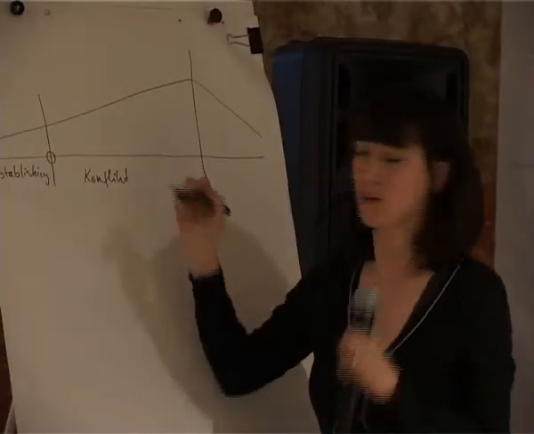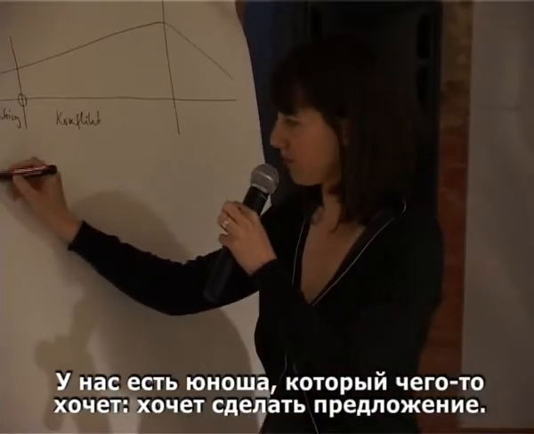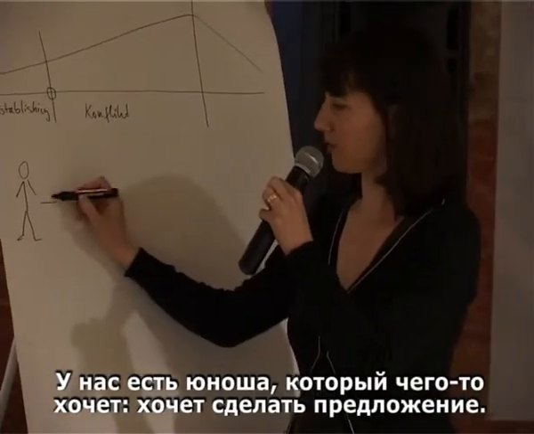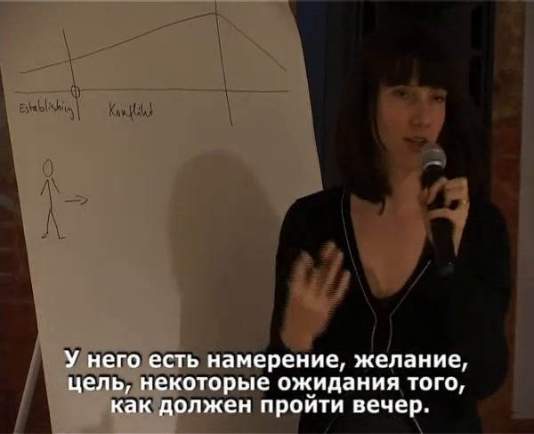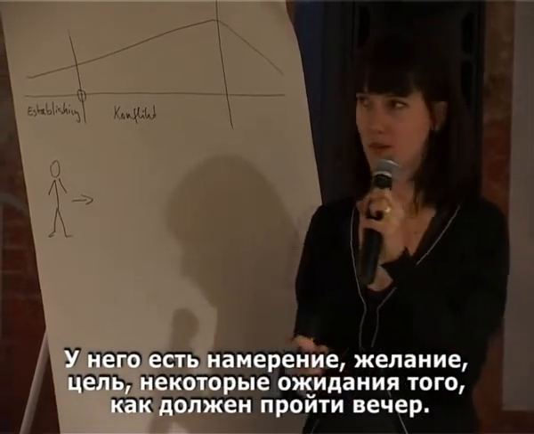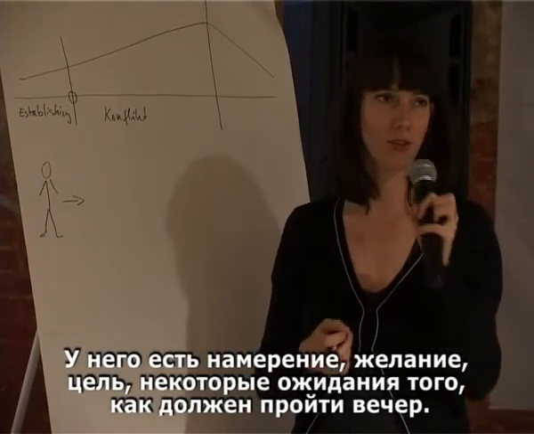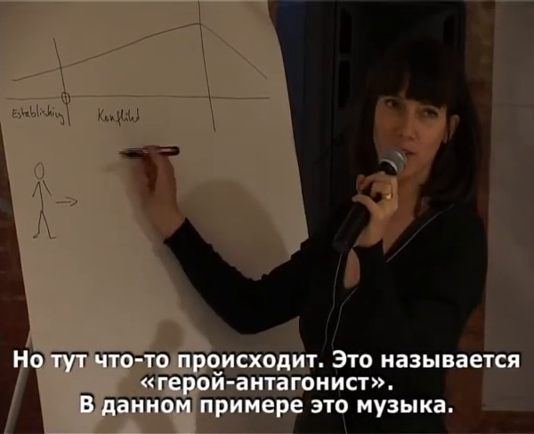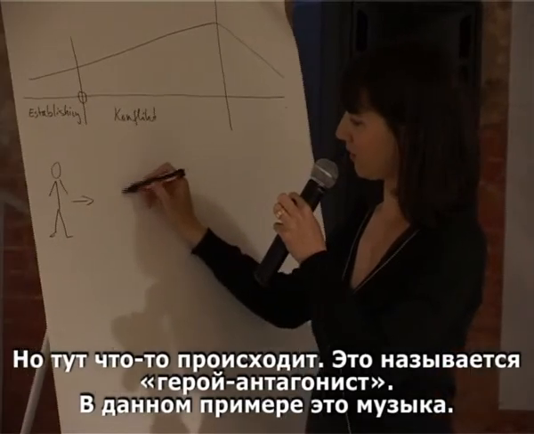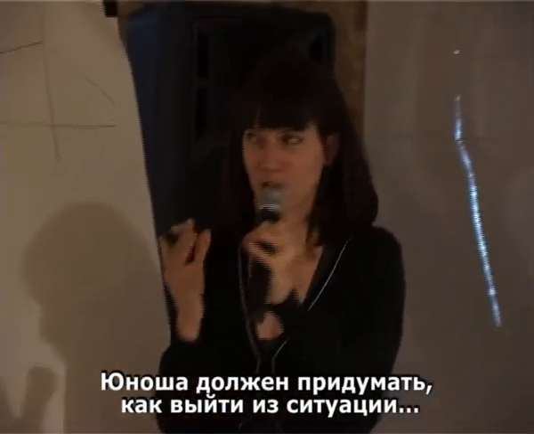conflict. So what is conflict about? First we have the guy. He wants something. He wants to make a proposal. So he has an intention, a will, a goal. Or he just has expectations of how the evening should go. But something is coming, and that's called the antagonist power. It's like the music.